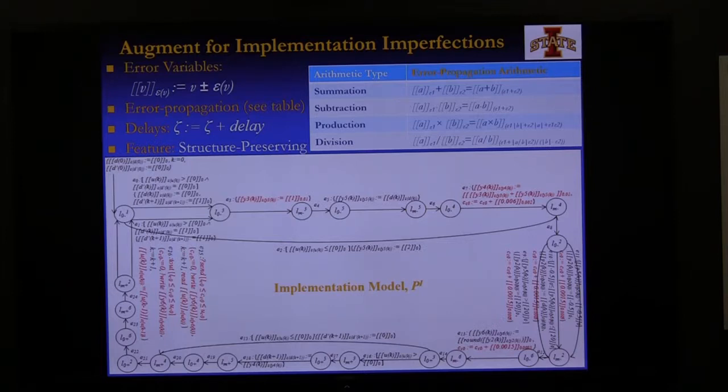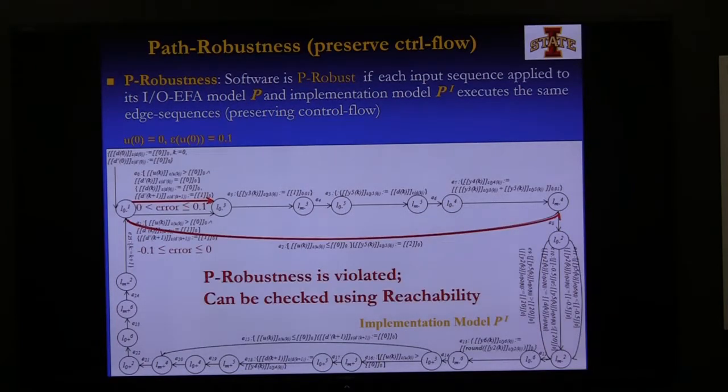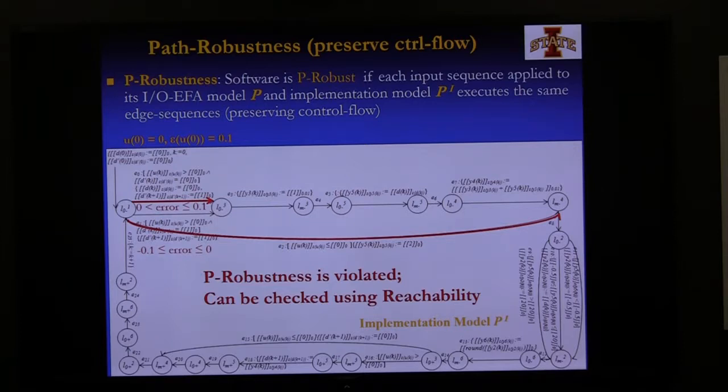So that's the implementation model versus the design model. The implementation model is a little more relaxed, and it has more behaviors because of the error. For the robustness of the test, we want to make sure that when you apply an input which activates a path in the design model, the same path is executed in the implementation model. Here is that implementation model. Because of that relaxation, the same input ends up executing more than one path. So path robustness is not satisfied under this kind of implementation. Again, checking whether an implementation would allow path robustness to be preserved can be cast as a reachability problem.